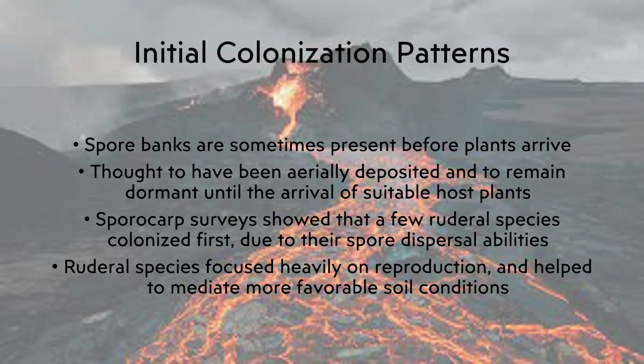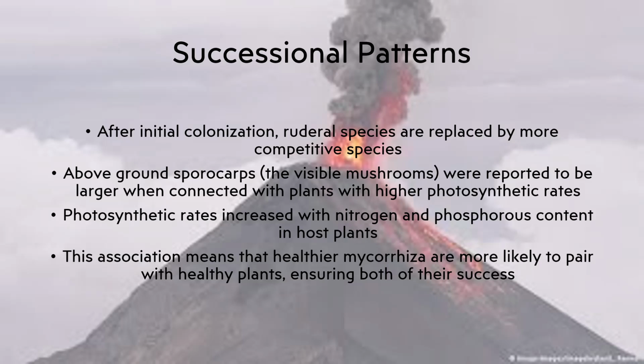They paved the way for the more competitive species to arrive later by mediating more favorable soil conditions. So, by cycling the nutrients and creating a larger buildup of these organic and inorganic materials in the soil, the later species that arrived were able to do much better. The successional patterns shown were that after the initial colonization, the ruderal species are replaced by more competitive species. So, species that are more effectively able to transfer resources to the plant and more easily able to receive resources from the plants moved in later, once it was a little bit easier for them to do so.